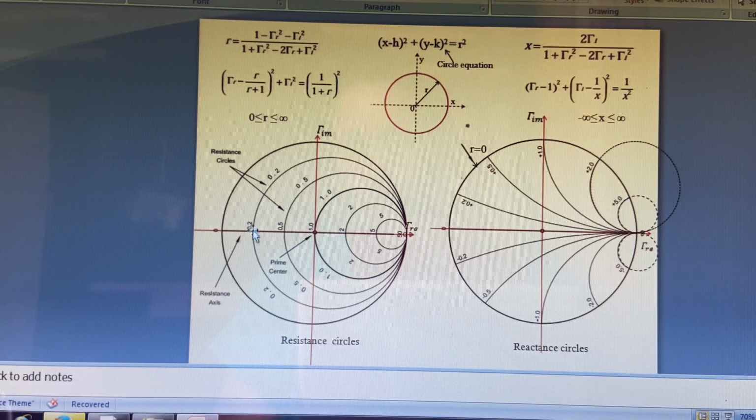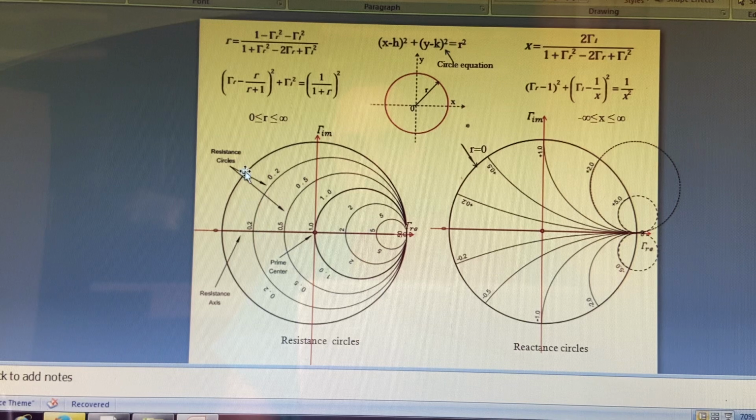If you move over this circle, the value of normalized resistance remains the same. This is called the r equal to 0.2 circle. So like this, for every value of r, we can draw a circle, and on the Smith chart we will have circles like this.